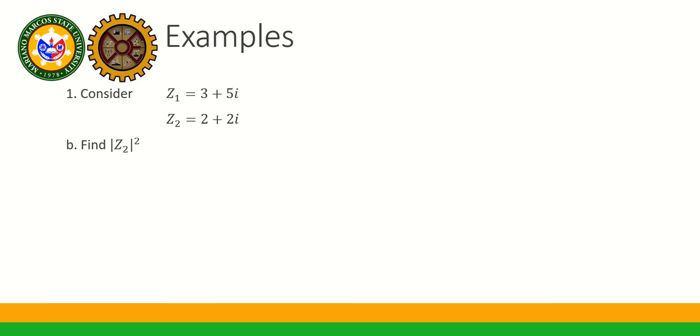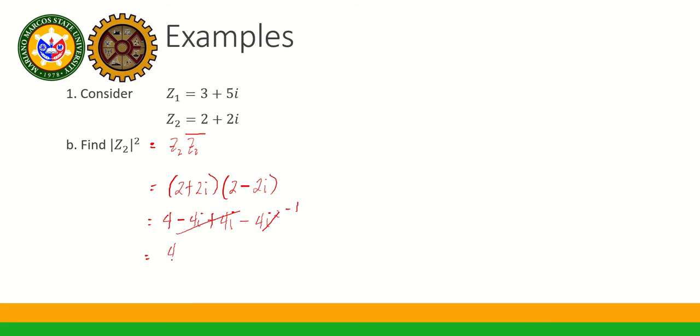Now let's have, still in example number 1, letter B. So same as what we did in letter A, it becomes z sub 2 times the complex conjugate of z sub 2. So this will be equal to 2 plus 2i times 2 minus 2i. And then FOIL method, this will be 4 minus 4i plus 4i minus 4i squared. i squared is equal to negative 1. This will cancel. So 4 plus 4. So this will be equal to 8. So this is letter B in example number 1.